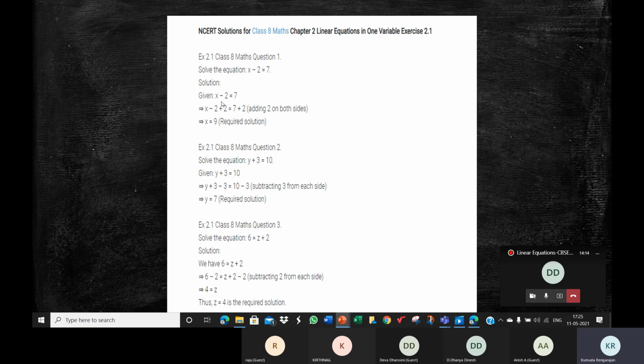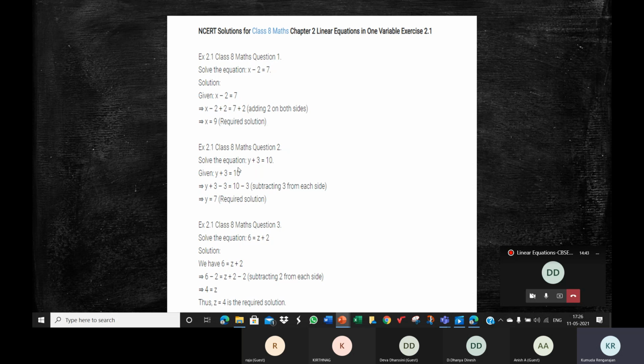In the left hand side of the equation, we have x minus 2. This minus 2 is the element present with x. We need to get rid of that. So to get rid of minus 2, we need to add 2. So do that on both the sides. That's the first step: adding 2 to the LHS and the RHS. Next, minus 2 plus 2 is 0, so we have only x. x is equal to 7 plus 2, 9. So the solution is x is equal to 9.